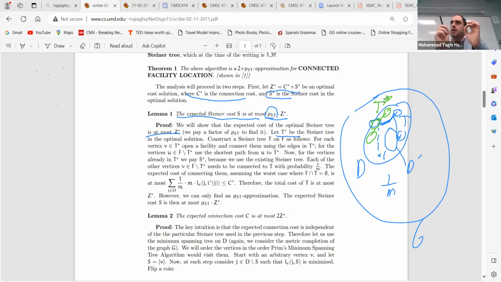For each edge, as I mentioned, the cost of that edge to buy is M times its renting cost. It's the same M, so in that sense this is the uniform rent or buy, because it is the same M for all edges. The non-uniform one was different. So you construct the Steiner tree on F, the set of facilities, or D prime here, if F is equal to D prime. For each vertex v belonging to T star, open a facility and connect them using the edges in T star.